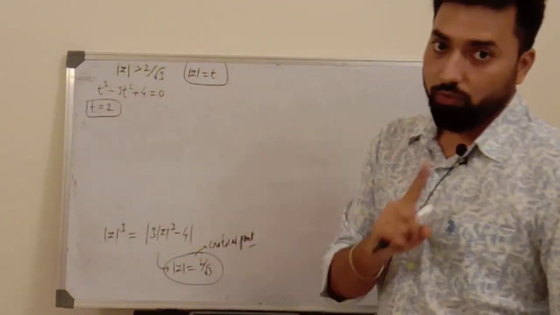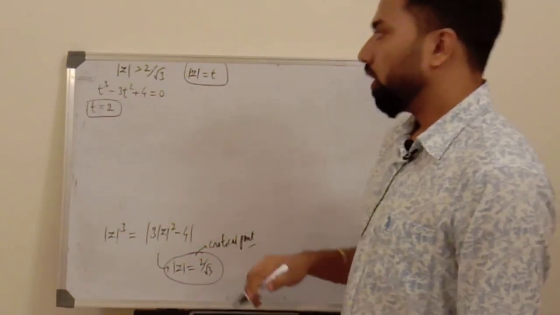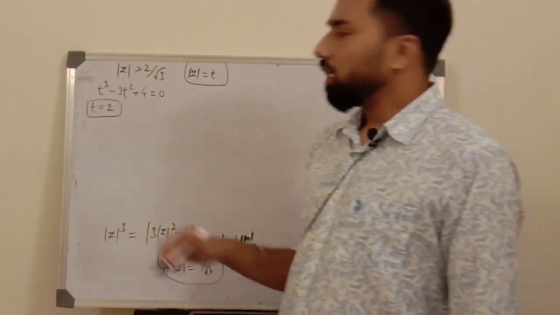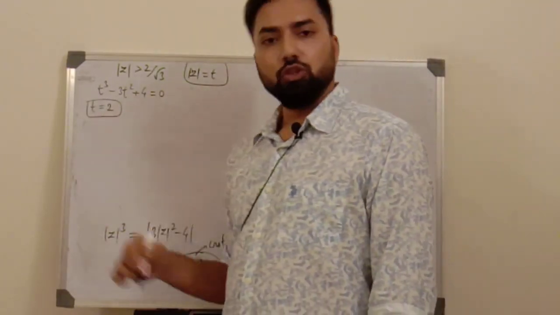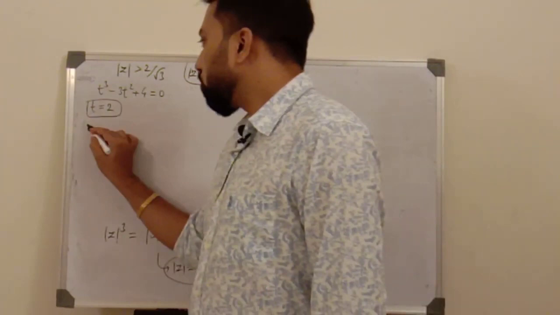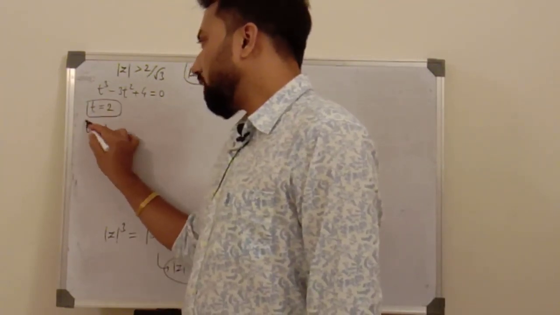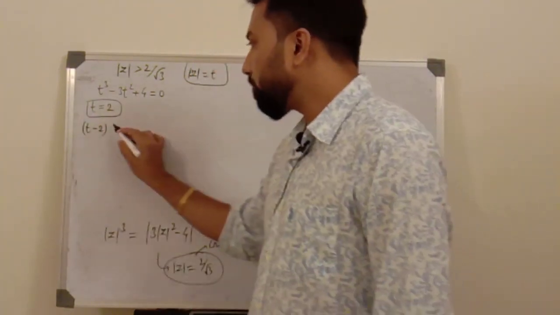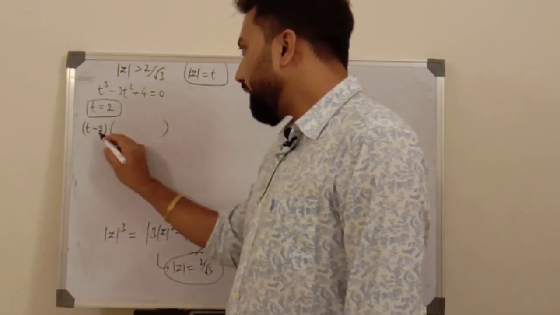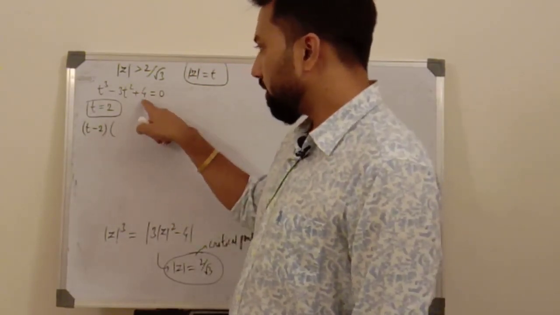It's a cubic equation. One root we know over here, t equals 2. How do we find the remaining roots? By dividing with t minus 2, a factor. So using factor theorem, we know that t minus 2 is a factor. So we have to divide with t minus 2. How do we divide it? Minus 2 is there. This is plus 4.